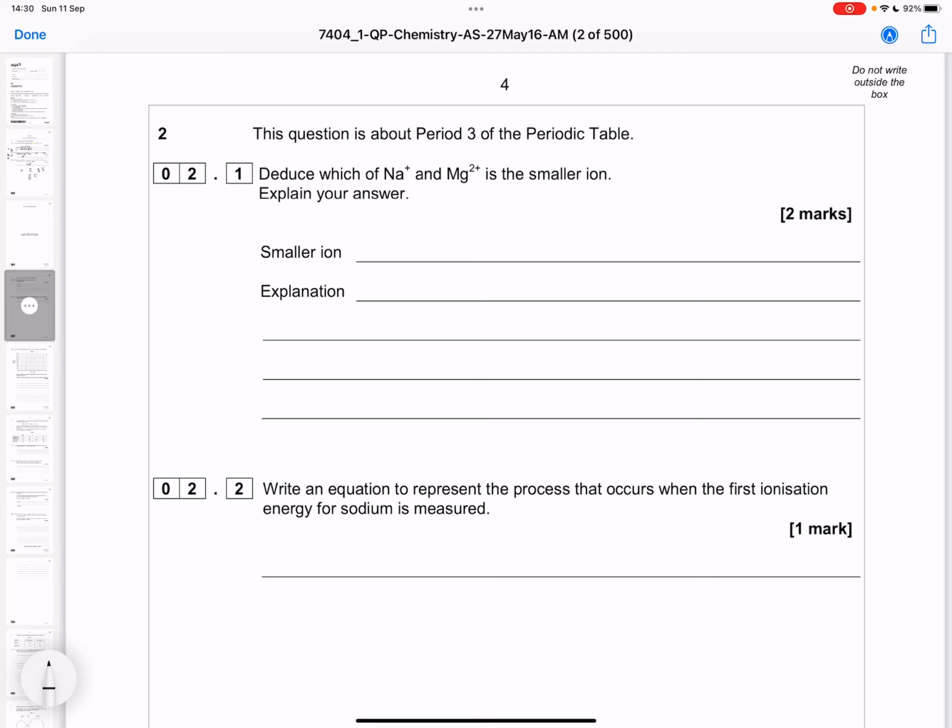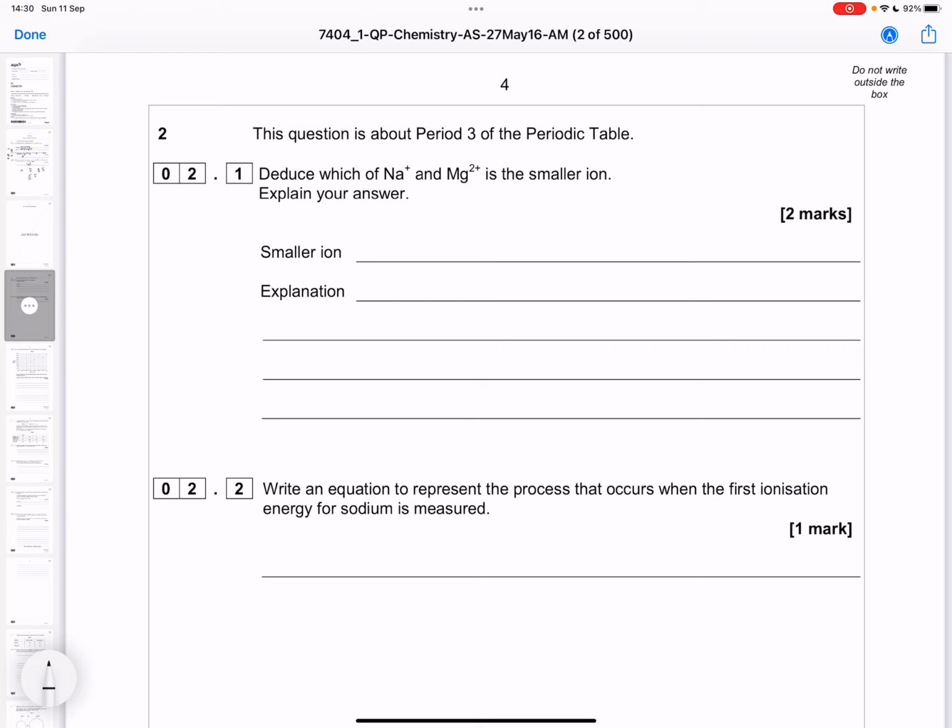This question is about period 3 of the periodic table. So you count down your periodic table, hydrogen and helium being period 1, lithium to neon being period 2, and sodium to argon being period 3. Deduce which of Na+ and Mg2+ is the smaller ion.